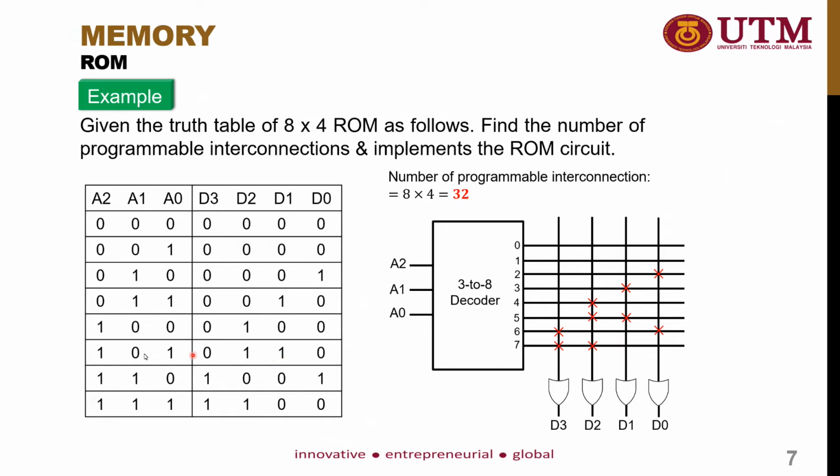Okay, next is the 1, 0, 0 input. So at 1, 0, 0, pin number 4 will become 1. Okay, so which outputs are becoming 1? D2 is becoming 1. Therefore, D2 will be connected to pin number 4.